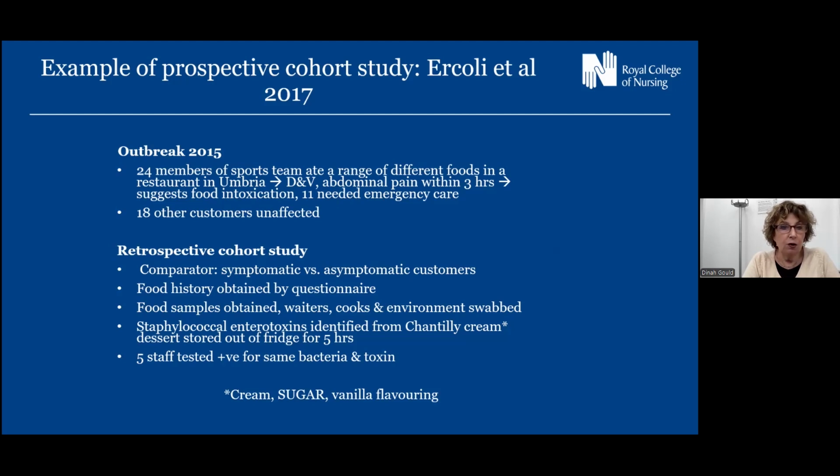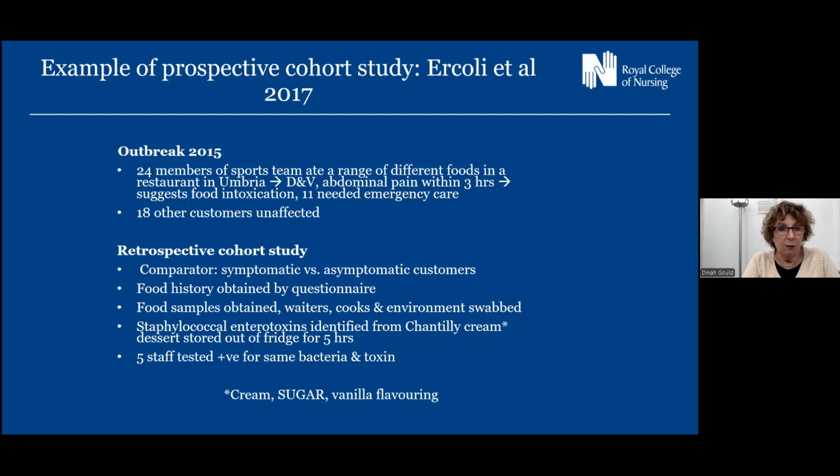This outbreak of food poisoning took place in 2015. 24 members of a sports team ate a range of different foods in a restaurant in Umbria, which paradoxically is meant to be one of the eating parts of Italy. It's famous for it. And 24 of these people got diarrhea and vomiting. They got severe abdominal pain within 3 hours. So it's probably an example of food intoxication. Remember that I talked about this when we talked about medical microbiology a few weeks ago. And 11 of these people were ill enough to go to the accident department. So they were pretty ill.